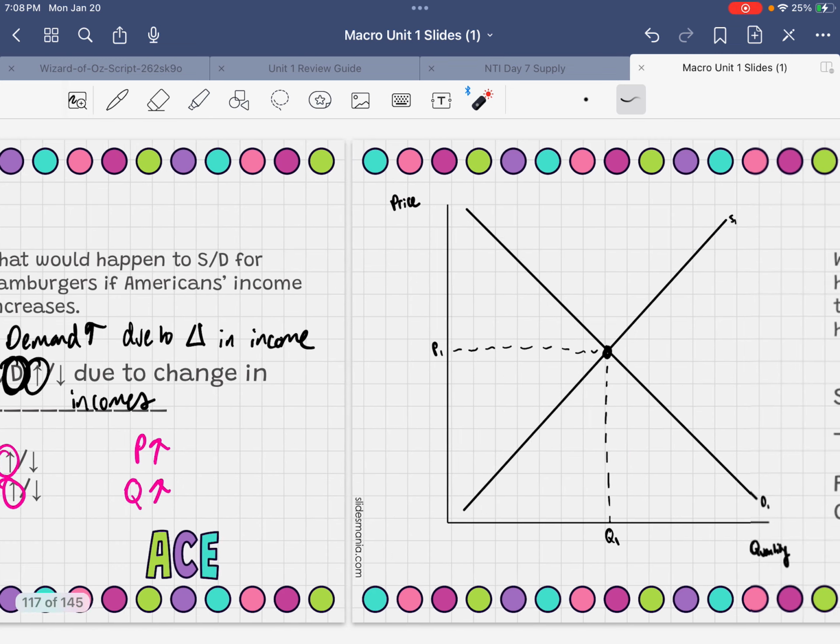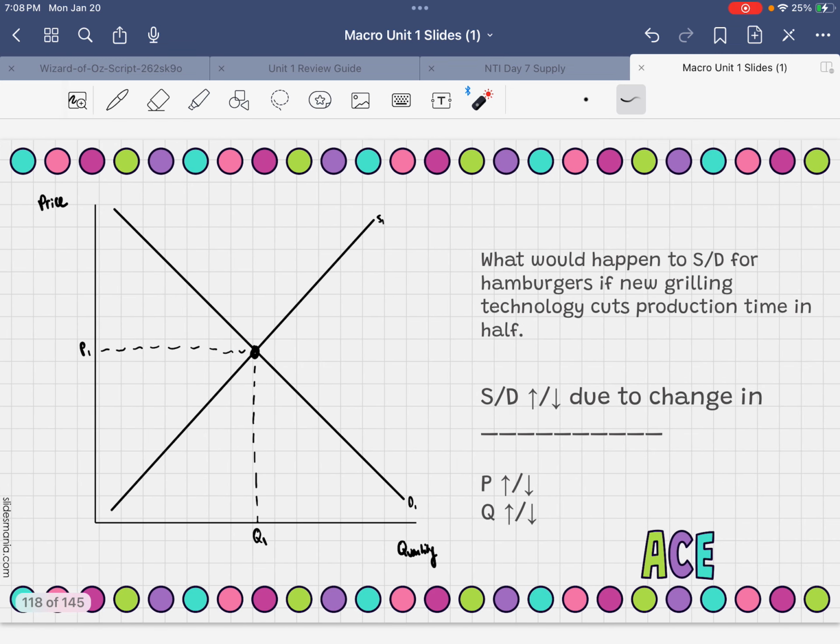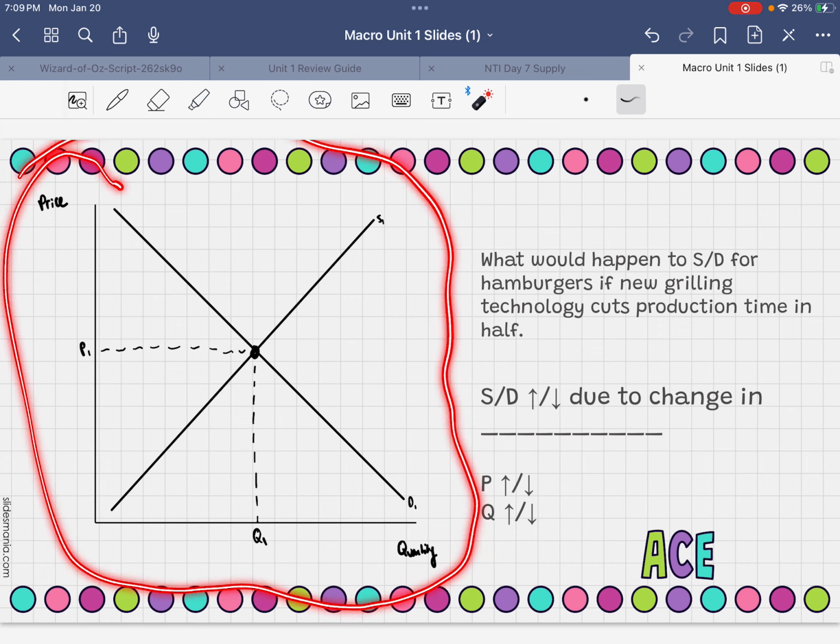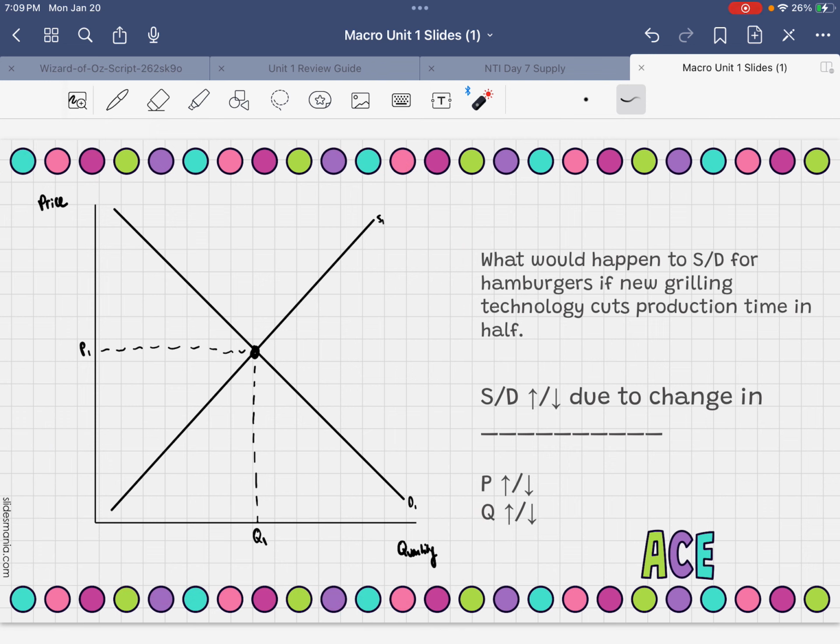All right, let's do another one. I'm going to talk you guys through it. What would happen to supply and demand for hamburgers if new grilling technology cuts production time in half? So in this scenario, we draw the original graph, which take some time right now and draw it before I continue. Draw. Good job. It's beautiful.